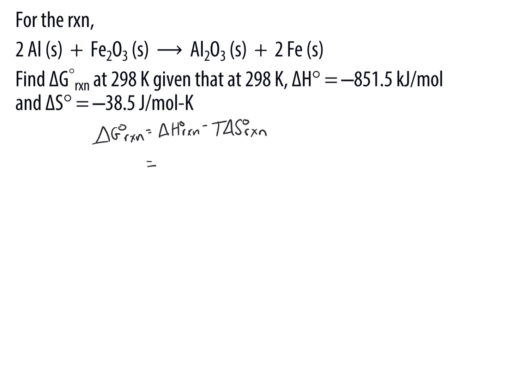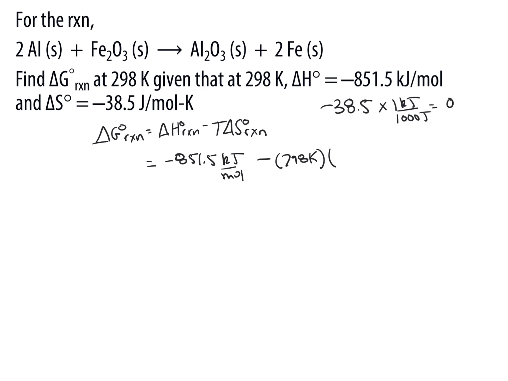So plugging in, I'll make sure all my units match. Negative 851.5 kilojoules per mole for delta H, minus my T is 298 Kelvin. And my delta S, this is where I want to make the units match. Since I have kilojoules here, I'll convert this to kilojoules. So negative 38.5, and then converting to kilojoules is times 1 kilojoule per 1,000 joules. Gives me, moving the decimal place 3 places left, negative 0.0385 kilojoules per mole Kelvin.